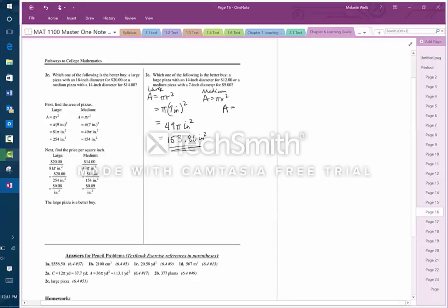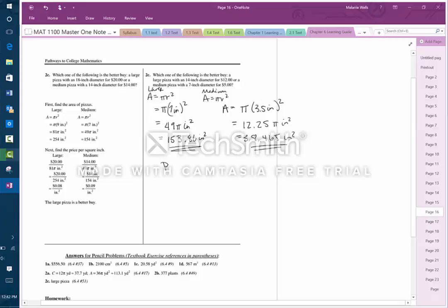If I have a 7-inch diameter, then I've got pi times the radius, which would be half of 7, which is 3.5. So 3.5 squared pi inches squared. Let me go ahead and square that. So 3.5 squared would be 12.25 pi square inches, which is 38.465 square inches. Now we want to know the price per square inch, which one is better.